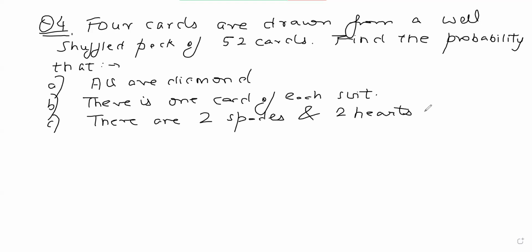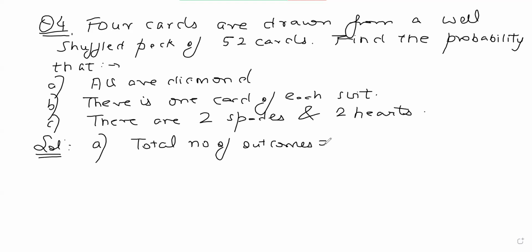So again, it's a question based on cards. Let's quickly solve this question. Now let's look at the first part. We are drawing 4 cards from a well shuffled pack of 52 cards. What are the total number of outcomes? It is the number of ways in which we can choose 4 cards from 52 cards, 52C4. So these are my total number of cases.